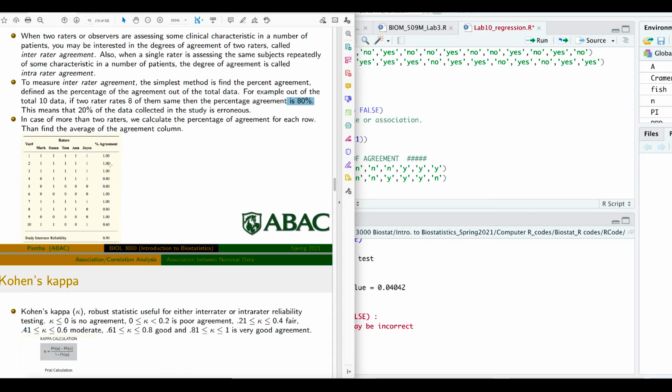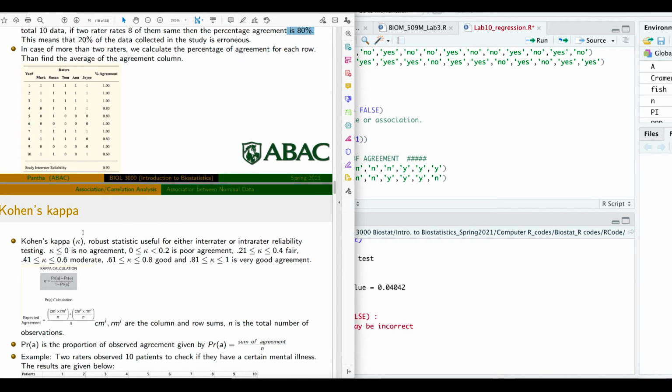Now you find the average of those averages. 1 plus 1 plus 1 plus 0.8 plus 0.8 plus 1, and so on, and divide by 10. This is where you get 90%. The study's inter-rater reliability is 90%. So you find the average of the agreement column after you find the average of each row. This is how you measure the agreement.